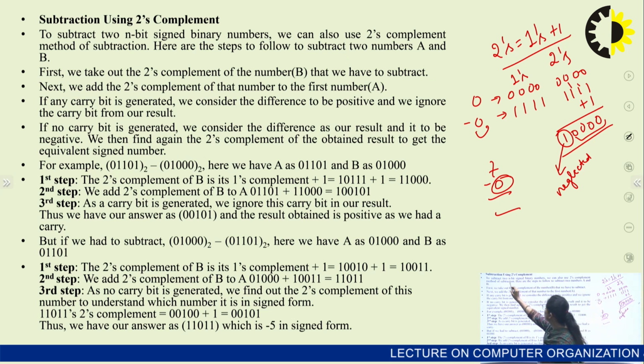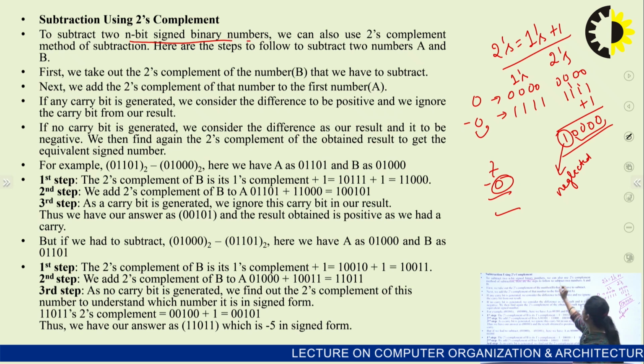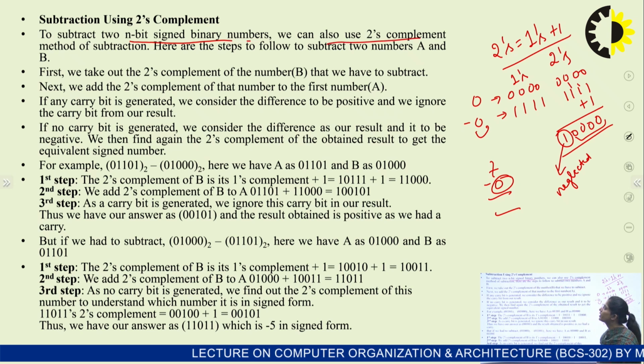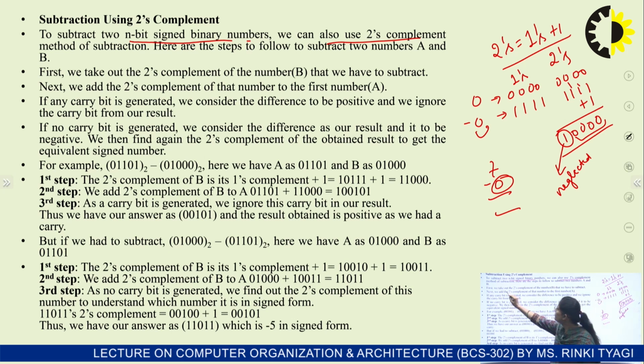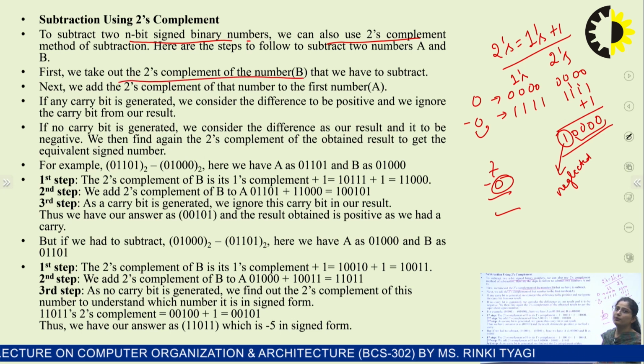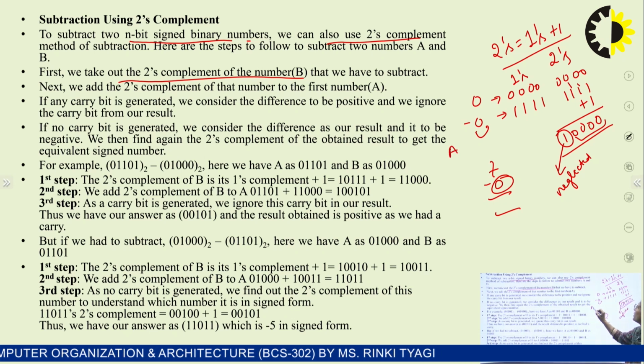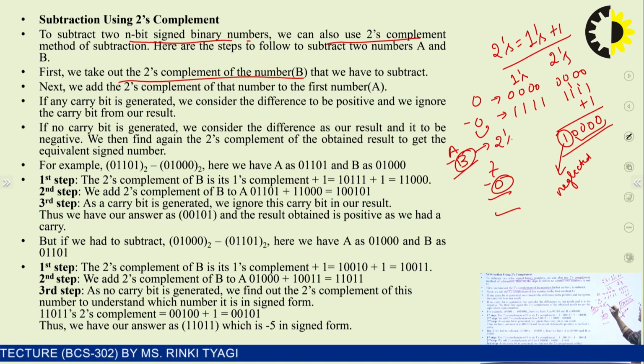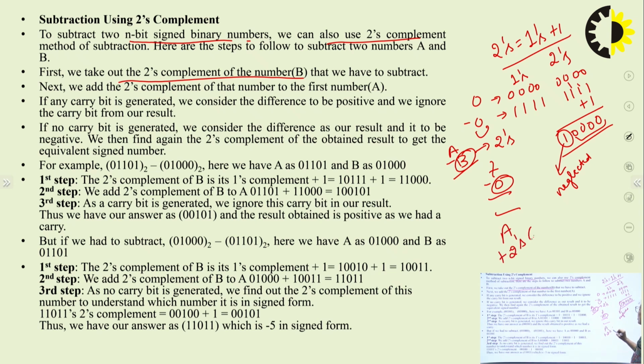So what is written here? Subtraction using 2's complement. To subtract two n-bit signed binary numbers, we can use the 2's complement method of subtraction. Some steps are given here. The first step is to take the 2's complement of the number B. So for A minus B, we first calculate the 2's complement of B, and then we add A plus the 2's complement of B, and we get our result. That will be equal to A minus B. So that's all about 2's complement.